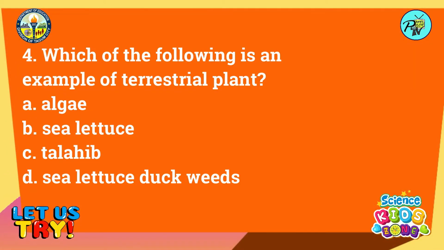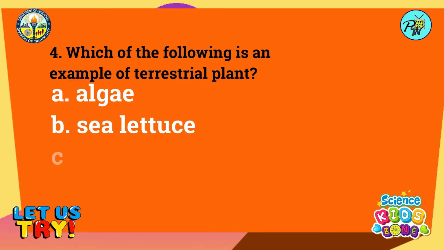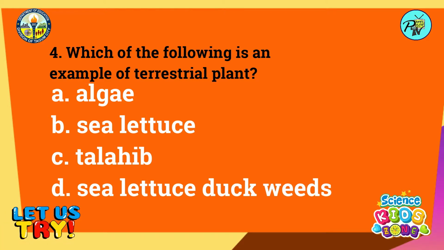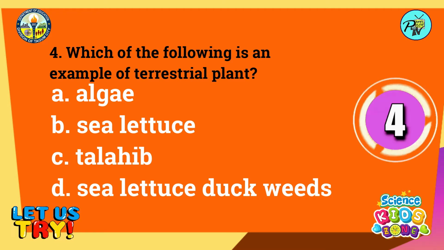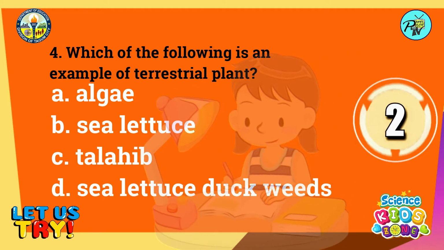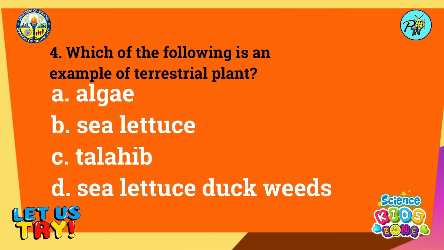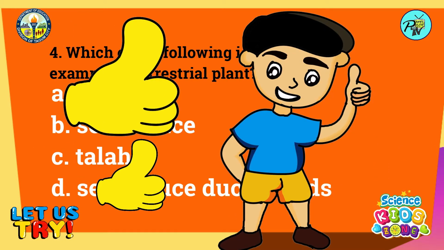Number 4. Which of the following is an example of terrestrial plant? Is it A. Algae? B. Sea lettuce? C. Talahib? Or D. Sea lettuce duckweeds? Time's up! What is your answer? The answer is letter C, talahib. Do you have the same answer with me? Excellent!